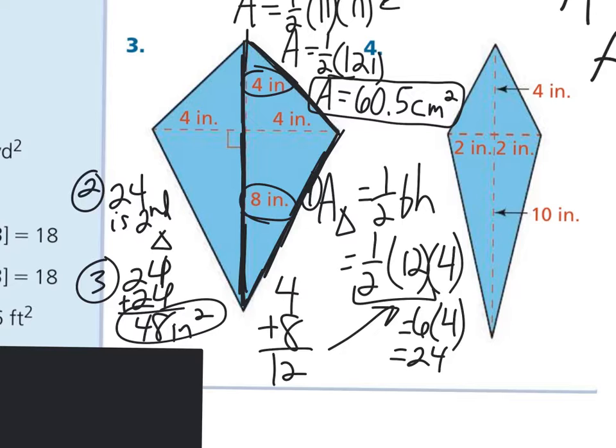Okay, number 4 is going to be a similar idea. If you work out on number 4, you should come up with 28 square inches.